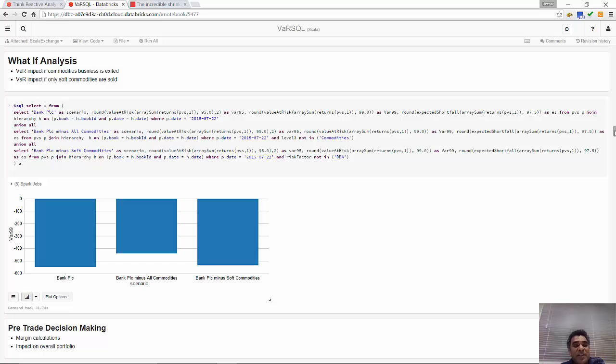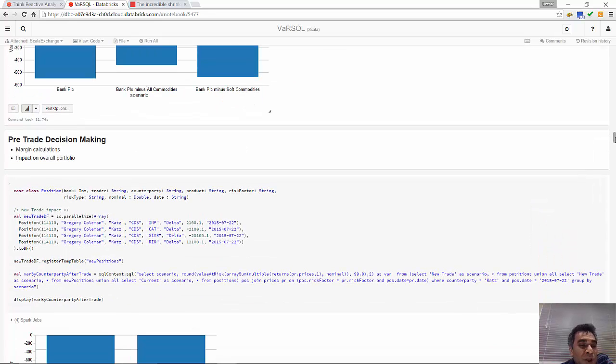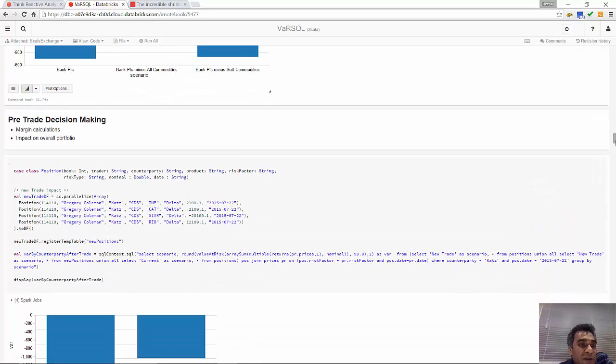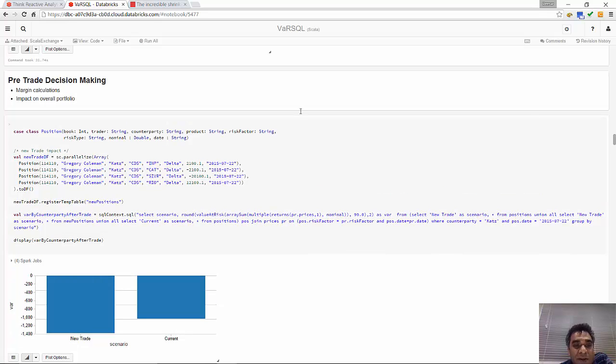One more thing that I didn't cover: a high definition warehouse enables running what-if analysis for different scenarios, and using the power of SQL you can define the scenario. In this case, I'm showing what the value at risk is if a bank is planning to exit some business, or if a customer is planning to do a new trade, and on this basis you can do a margin call.